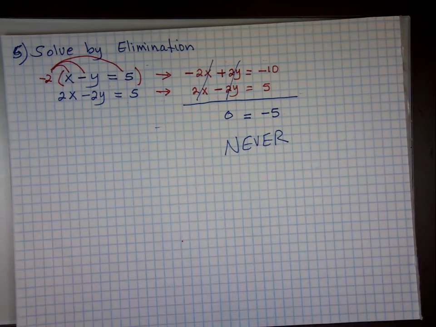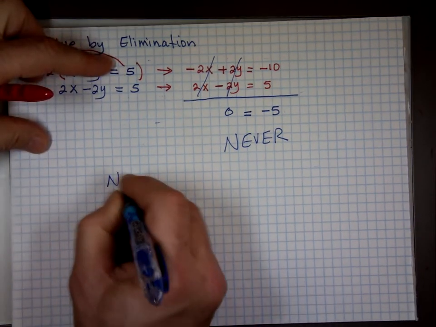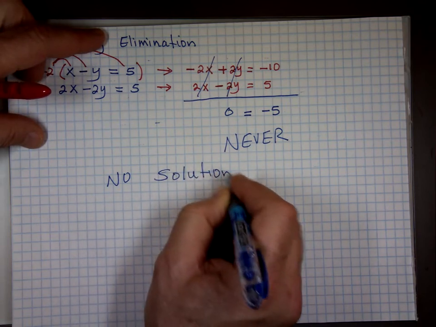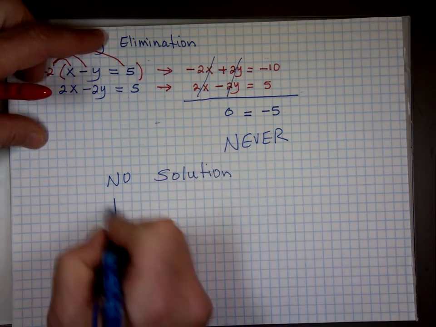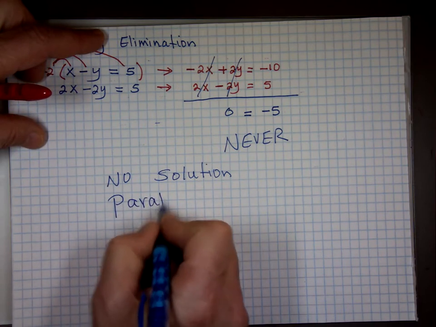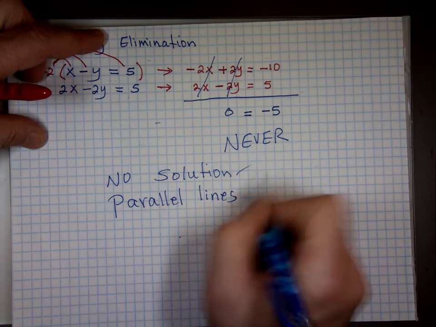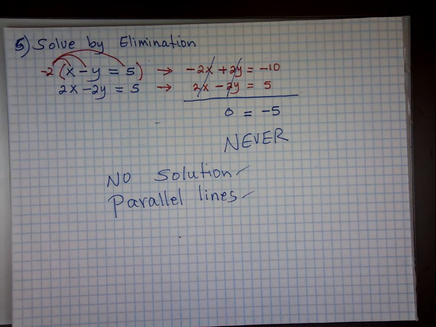I don't have to continue. Never. What does that mean? It means no solution. Good. What does the word no solution mean about the graphs if you were to graph them? You have parallel lines. That's what that means. This problem has no solution. The two lines will never cross each other. The two lines are parallel.